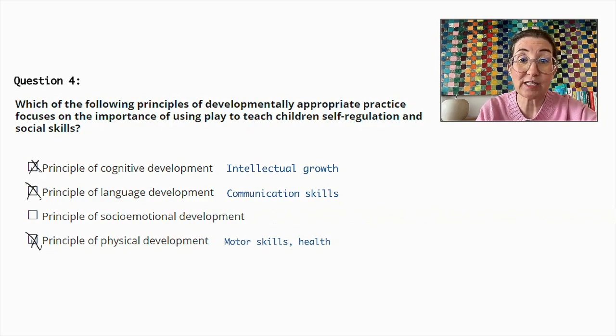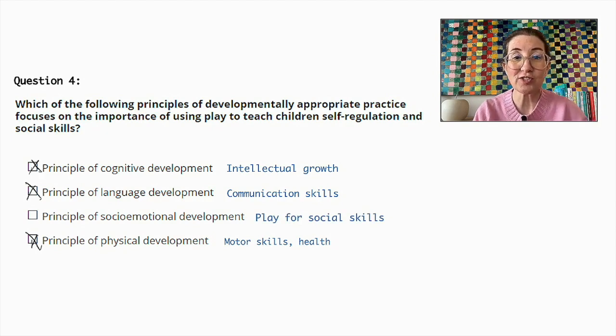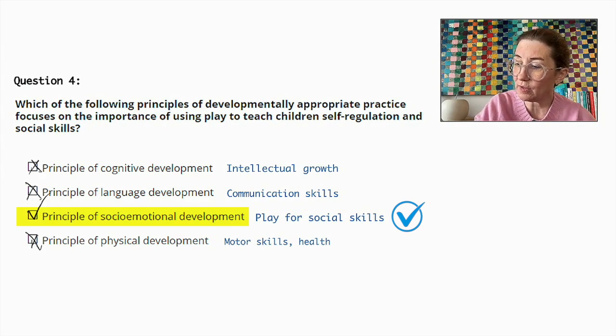The correct principle is socio-emotional development, which uses play to teach children self-regulation, social skills, and empathy and cooperation. And therefore, principle of socio-emotional development is the correct answer.